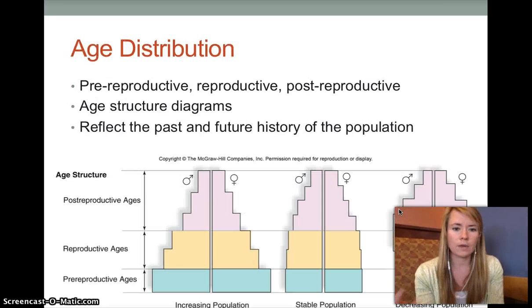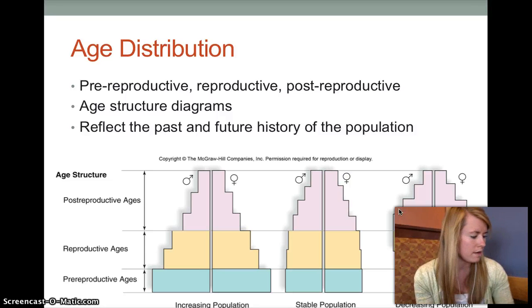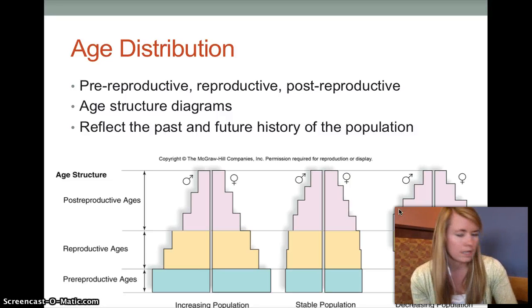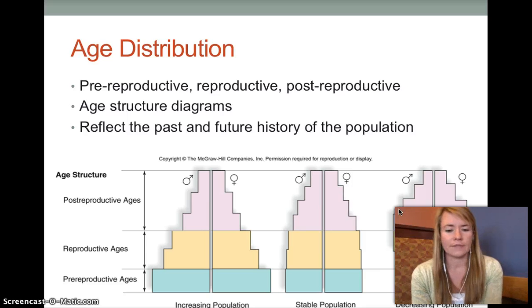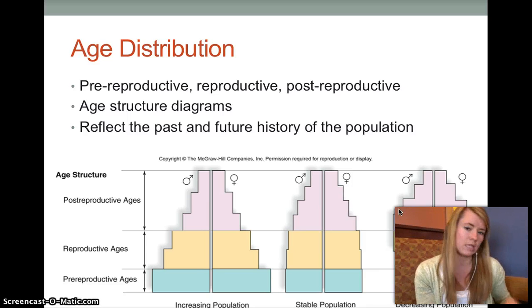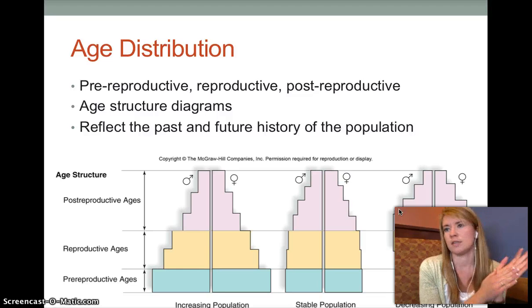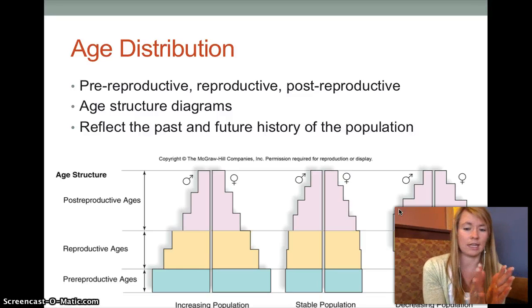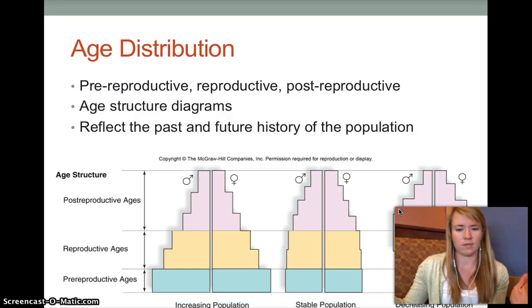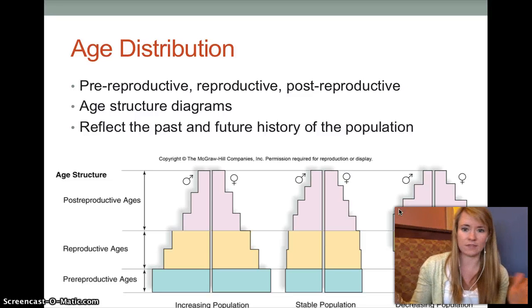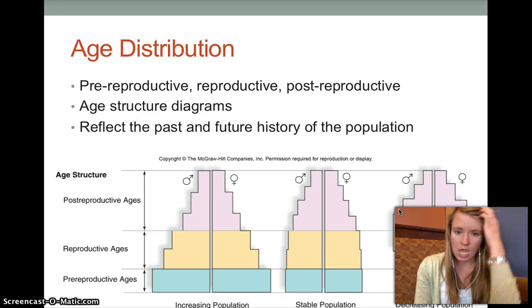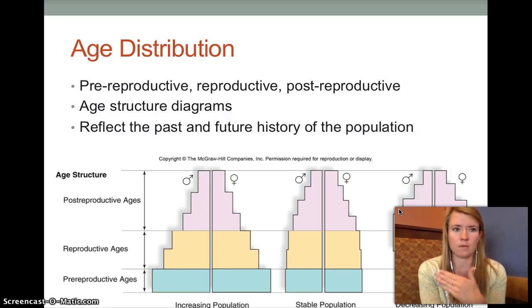But then another way to look at a population is by age distribution. So age distribution is, we can define it as pre-reproductive, reproductive, or post-reproductive. So in terms of humans, pre-reproductive would be before puberty, so infancy through childhood. Reproductive is when you're a teenager, basically, a late teenager, through 40s, 50s, and then post-reproductive is the elderly stage. And that's just for humans, but we can talk about them like that.